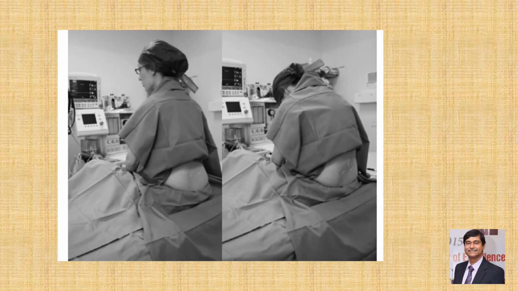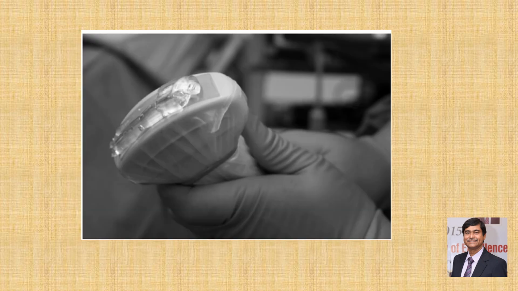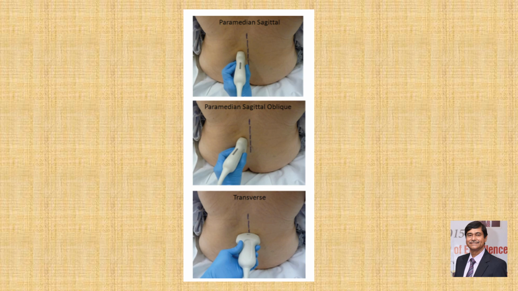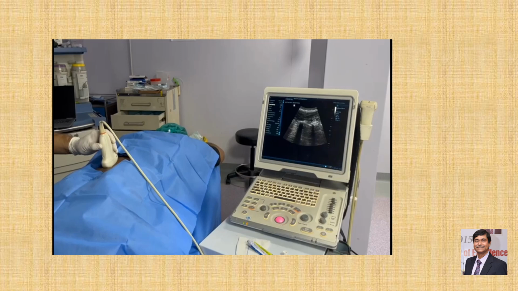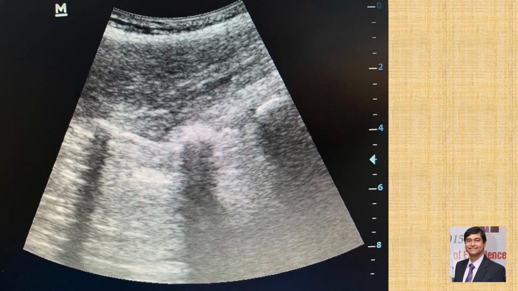The spine should be flexed like this, not extended like this. We use a curved probe so that deeper structures can be visualized. For learning purposes, we place the probe in a vertical direction in the paraspinous area. You will see a picture like this. These are the transverse processes, and this picture is usually called a trident sign.